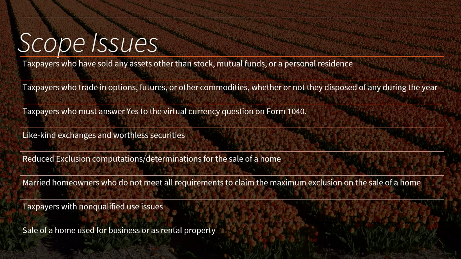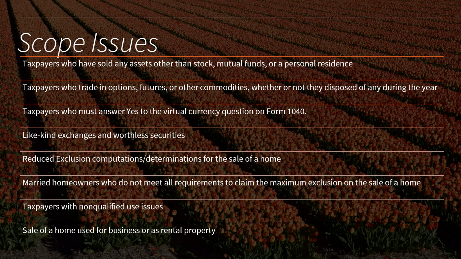Speaking of scope issues, we do have quite a few scope issues in regard to the sale of assets. So taxpayers who have sold any assets other than stock, mutual funds, or a personal residence need to be seen by a paid professional. Taxpayers who trade in options, futures, or other commodities, and it doesn't matter whether they disposed of them during the year, it's enough that they trade in them. They also need to see a paid professional.